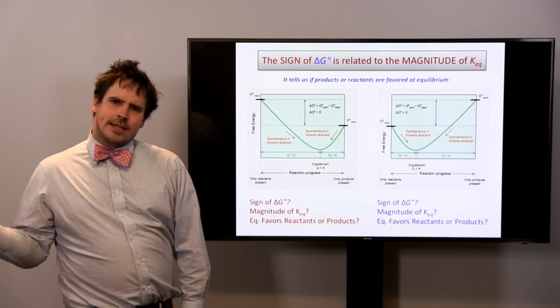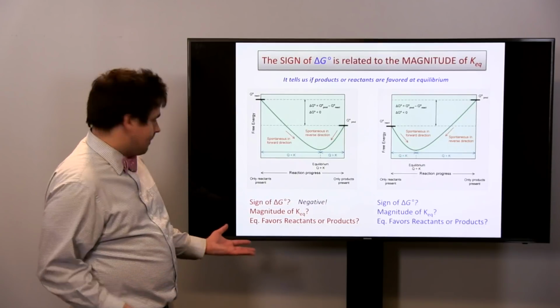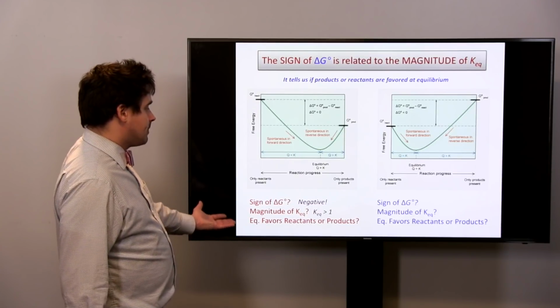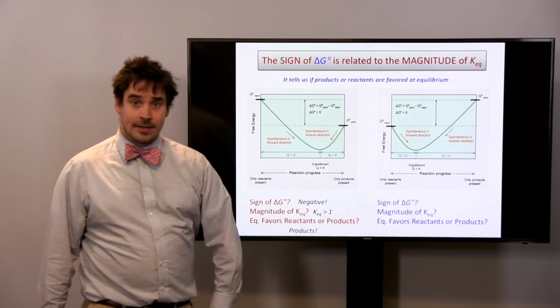For right now, let's relate delta G standard. So here, what's the sign of delta G standard? It's negative. What's the magnitude of KEQ? It's greater than 1. And what's favored? We can see the equilibrium lies toward the products.